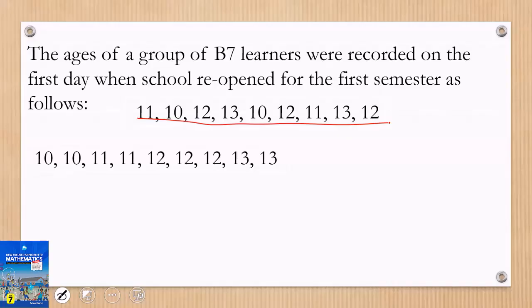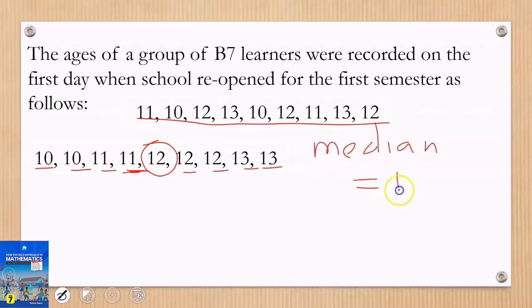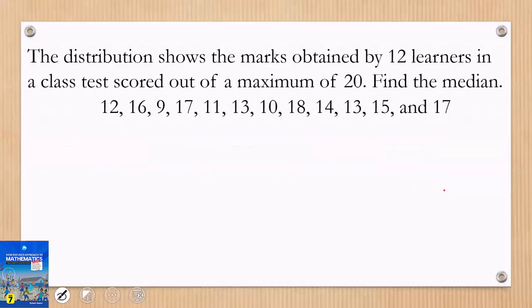Right. So arranging them in ascending order as I have here, I can look at it by inspection. I count 1, 2, 3, 4 from here, and this becomes the middle part of it. So the middle number, the 12, becomes my median. So the median for this data is 12. As simple as that. Okay, so let's take another example.